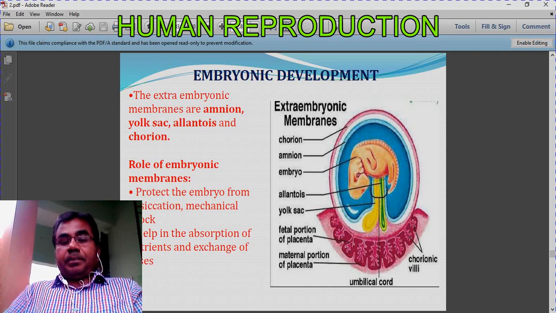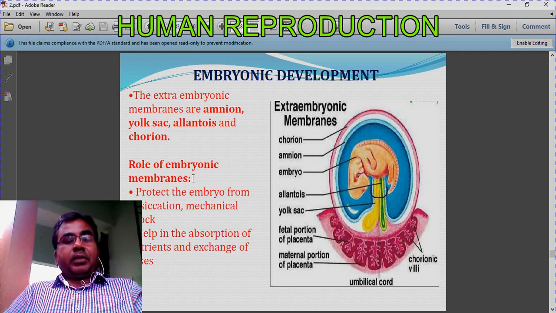This is actually the placenta. Placenta is there in two parts, actually the fetal placenta and also the maternal portion of the placenta. Placenta connects the developing embryo with the mother.